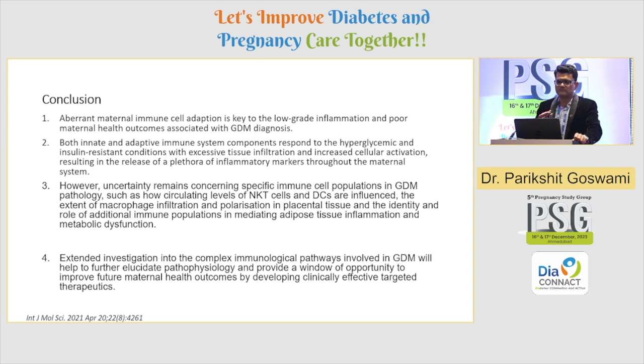In conclusion, maternal immune cell adaptation is the key to low-grade inflammation and poor maternal health outcomes associated with gestational diabetes. Both components, innate and adaptive immune system, respond to hyperglycemia and insulin resistance conditions with excessive tissue infiltration and increased cellular activation, resulting in the release of a plethora of inflammatory markers throughout the maternal system. Uncertainty remains concerning specific immune cell populations in gestational diabetes pathology, such as how circulating levels of NKT cells and DC are influenced, the extent of macrophage infiltration and polarization in placental tissue, and the identity and role of additional immune populations in mediating adipose tissue inflammation and metabolic dysfunction.